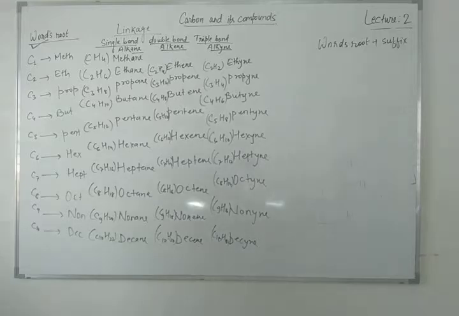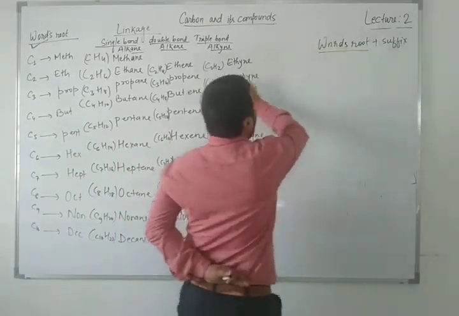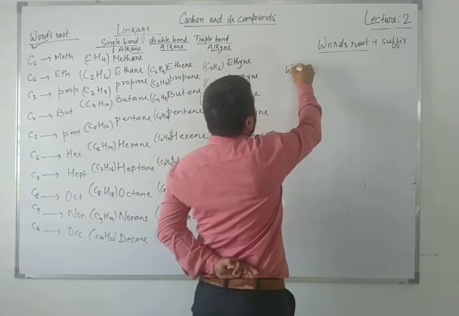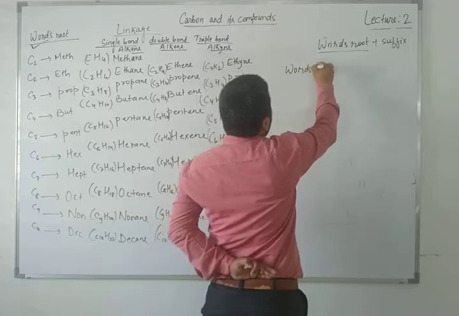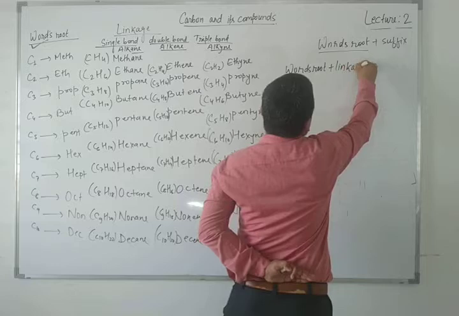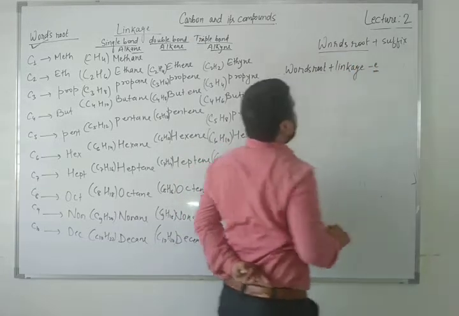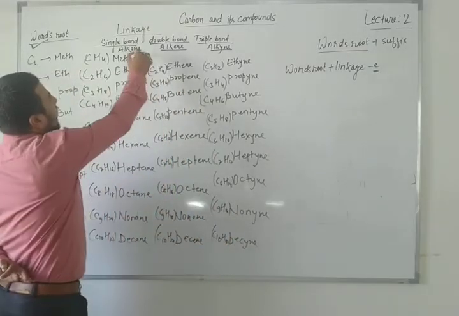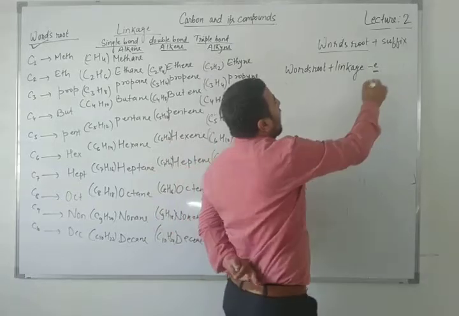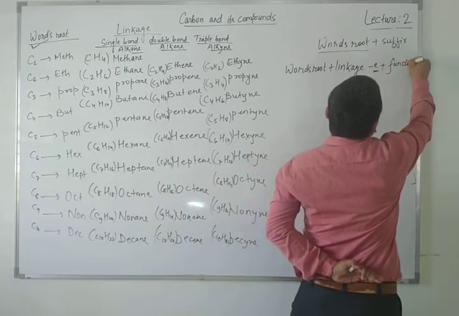First of all, remember: word root, plus linkage. Linkage means single bond, double bond, or triple bond. Now you have to remove the E from the alkane, alkene or alkyne ending, and then you have to add the functional group suffix.